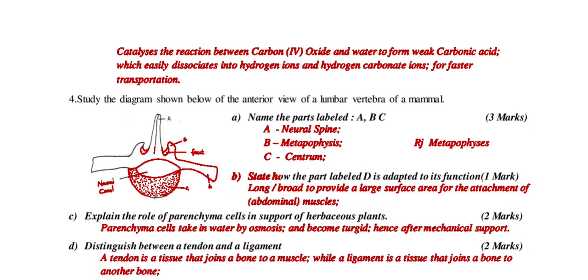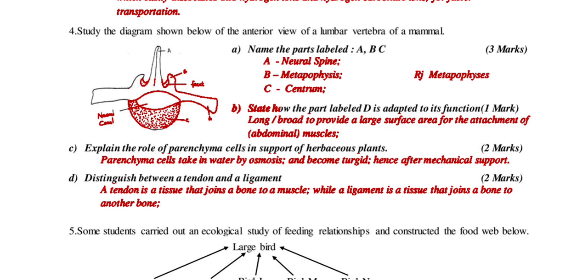4. Study the diagram shown below of the anterior view of the lumbar vertebra of a mammal. A. Name the parts labeled A, B, C. A. Neural spine. B. Metapophysis. C. Centrum. So reject metapophysis. B. State how the part labeled D is adapted to its function. We have long transverse processes to provide large surface area for the attachment of abdominal muscles.